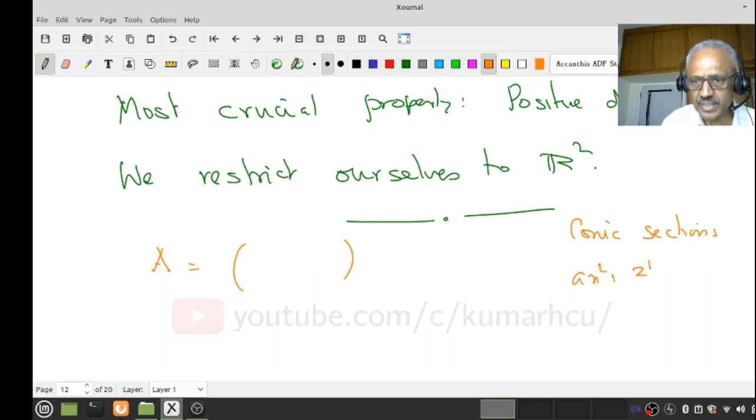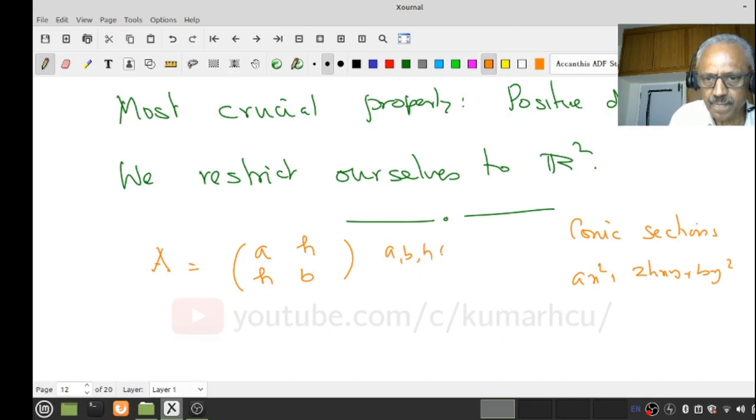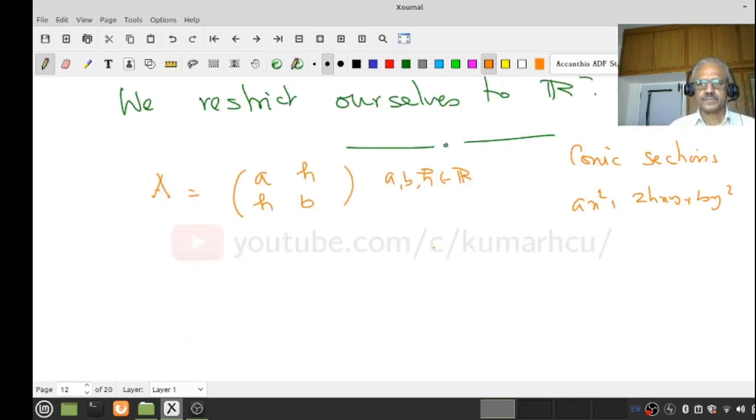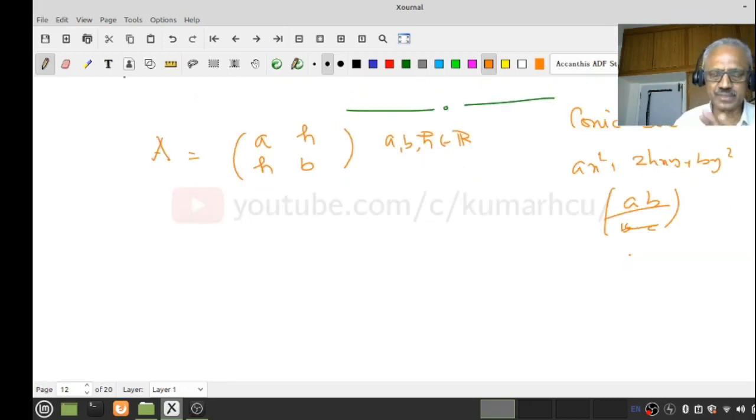How will you write it? a x squared, then you write 2hxy plus b y squared. Do you remember that? So for that reason, I will write this matrix as a, h, and h, b, where a, b, h are real. Otherwise your natural way would be to say a, b, b, c. You understand? But I just want to write it as h because there is a beautiful relation between what we are doing here and conic sections also, but that has to wait for a long time. But is that clear now? This is a symmetric matrix, right?